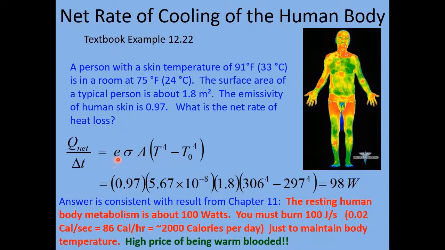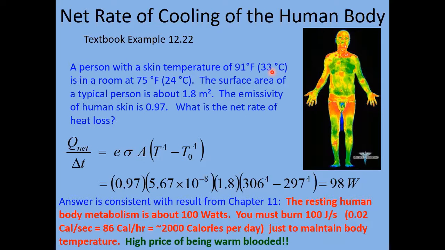So let's plug in our numbers. E is emissivity, 0.97. Sigma is the Stefan-Boltzmann constant, which is right here. A is the surface area of the human in square meters, which was given as 1.8. And then T to the 4th. So the temperature of a human, remember, we're talking about the skin temperature here. The surface temperature was 33 Celsius.